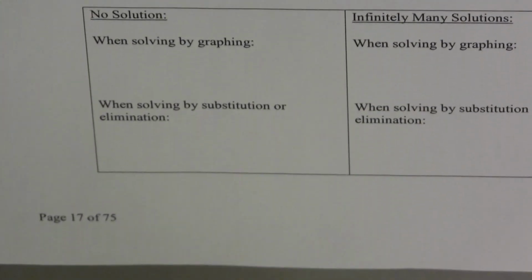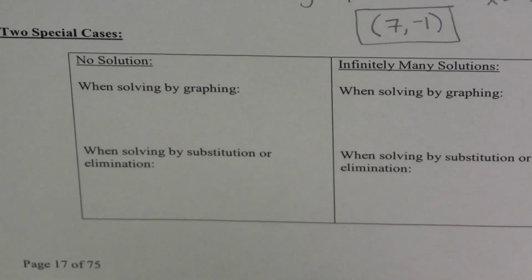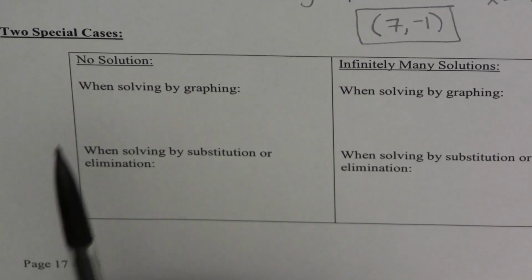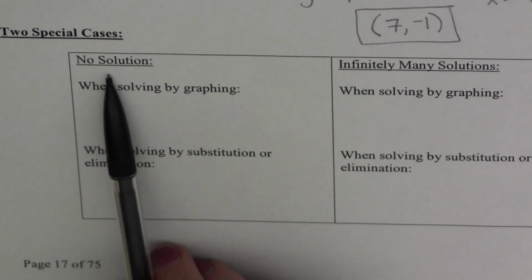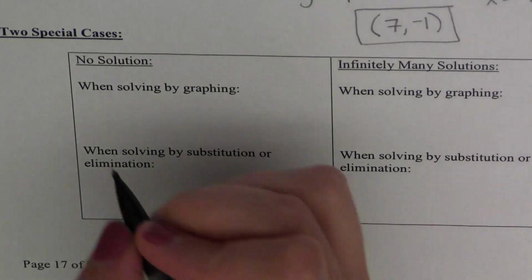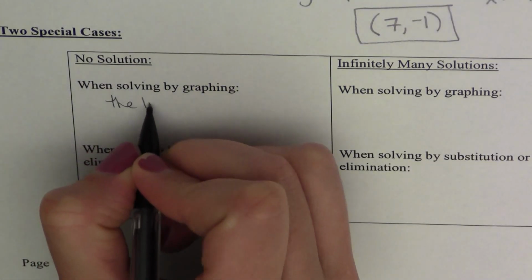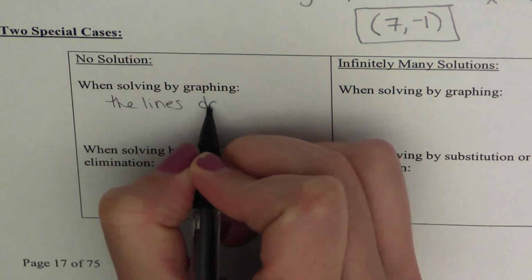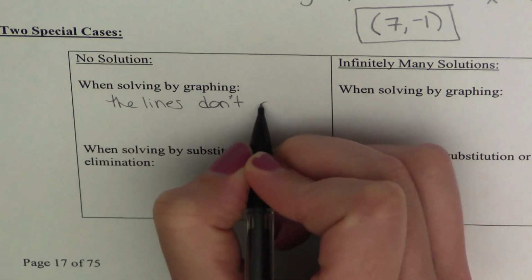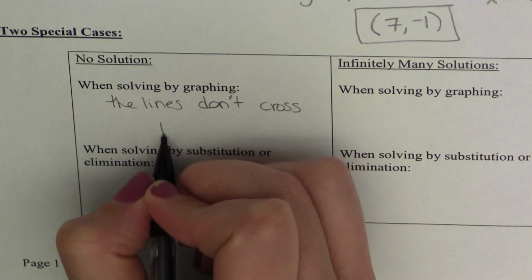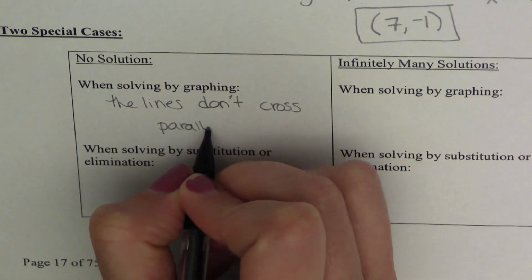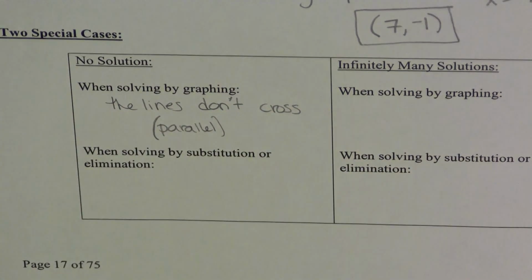Our last idea with elimination is I just want us to summarize our special cases. Although we didn't encounter any algebraically, it's just putting together two ideas we already know. So sometimes we'll get no solution. If we're graphing, our no solutions are when the lines don't cross, when they're parallel. When we solve by substitution or elimination, how would we know it's a no solution?